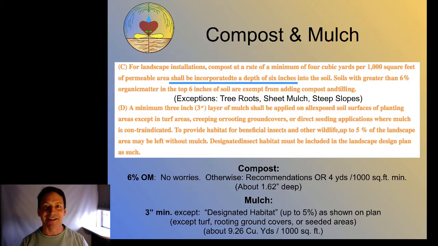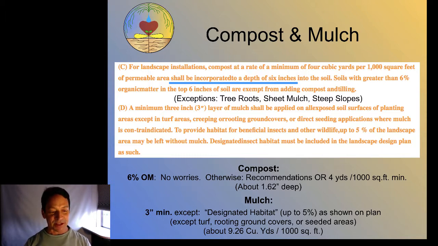So here we go. This is essentially the compliance part for compost and mulch, right? So compost at a rate of a minimum of 4 cubic yards per 1,000 square feet, incorporated into a depth of 6 inches. So here's where they say, okay, the 6% organic matter soils are exempt. Also, if it's too steep, or if you're sheet mulching, or if there are tree roots in the way, you don't have to cultivate that in. Obviously, part of the reason of sheet mulching is to do that layer on top and compost turf in place, for an example.